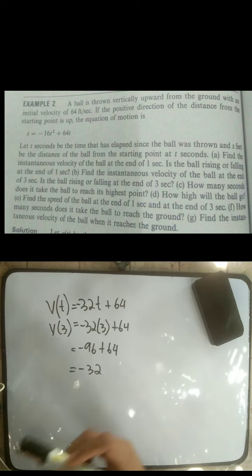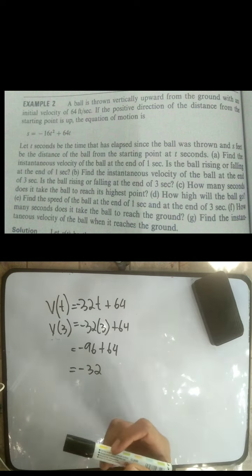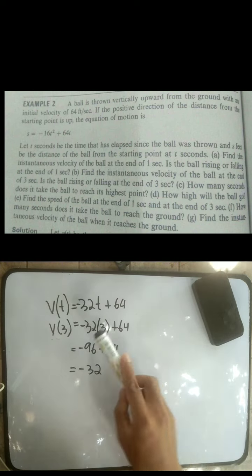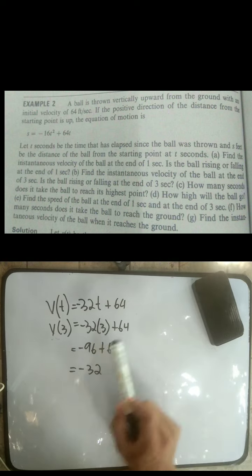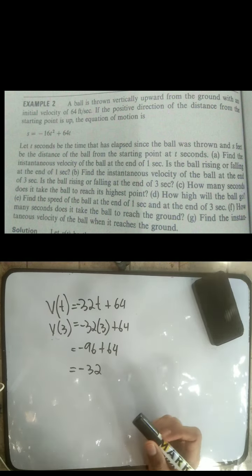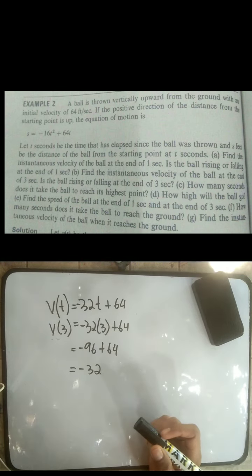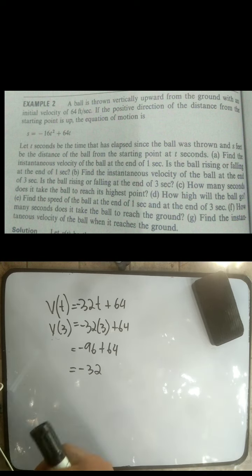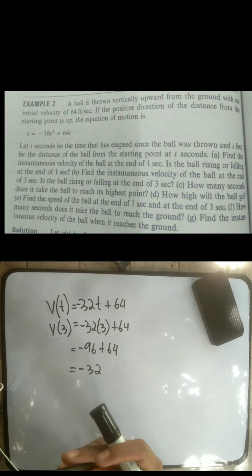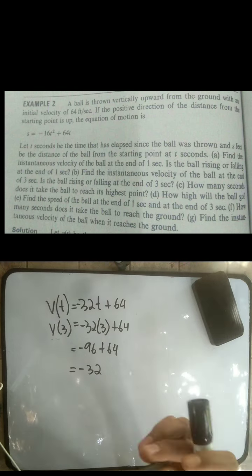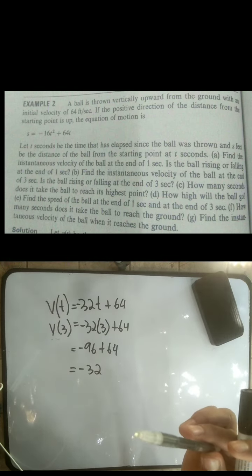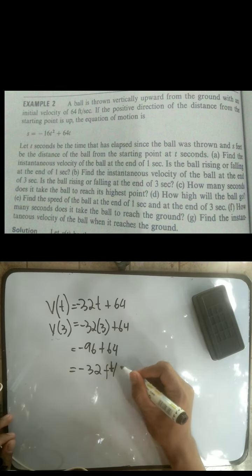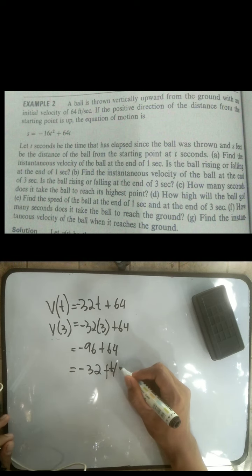So the next question is, find the instantaneous velocity of the ball at the end of 3 seconds. We still use the derivative form, then substitute 3: negative 32 times 3 is negative 96, plus 64, so we'll get negative 32. The follow-up question is whether the ball is rising or falling at the end of 3 seconds. Now that we get a negative outcome, the ball is falling at the end of 3 seconds. And don't forget the unit: negative 32 feet per second.